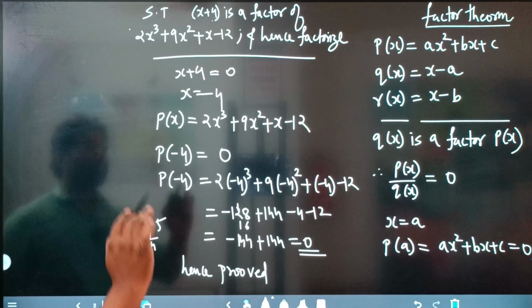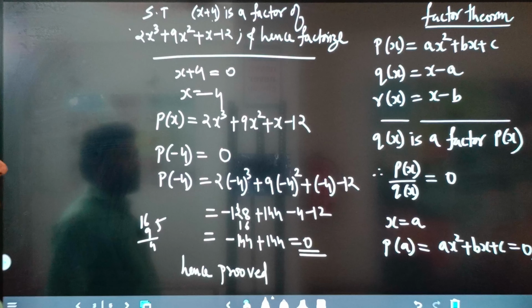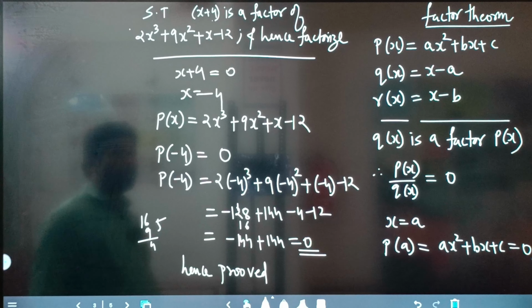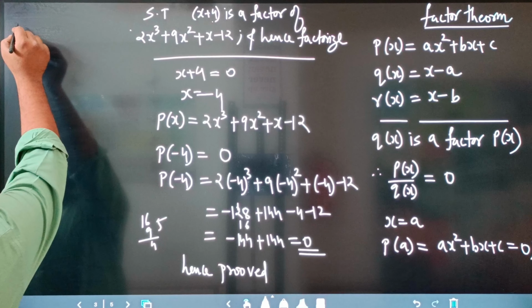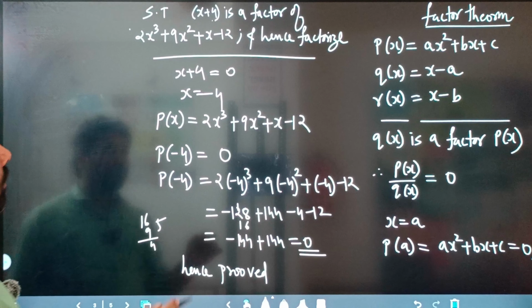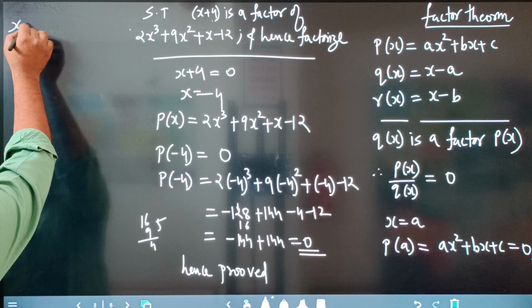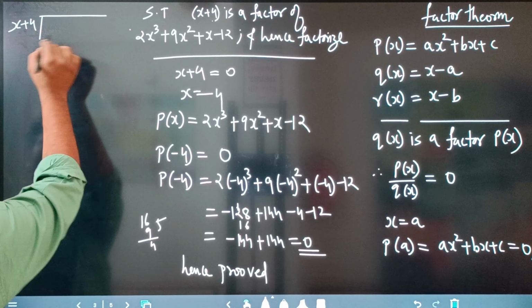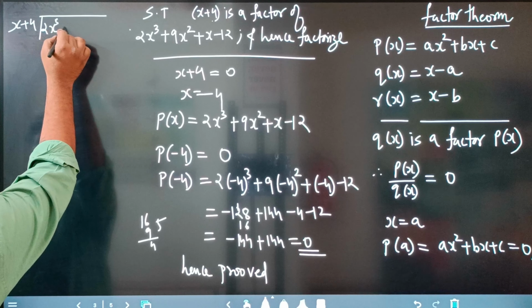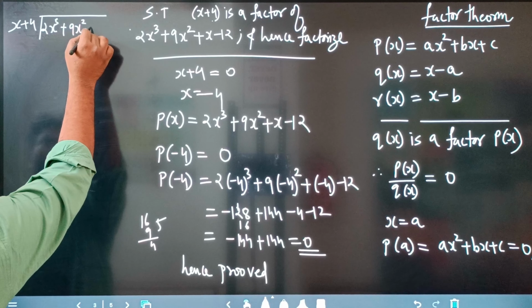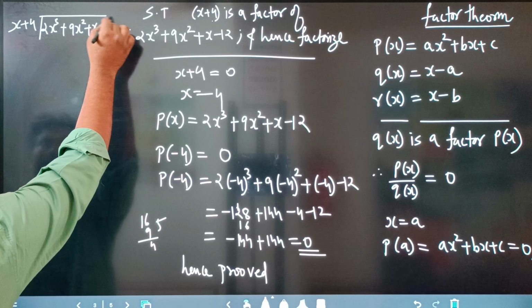Now further they have asked us to factorize it, right? One of the factors we have got is x plus 4. Then what will be the other factor? So now we are required to use the long division method. So x plus 4 divided into 2x cube plus 9x square plus x minus 12.